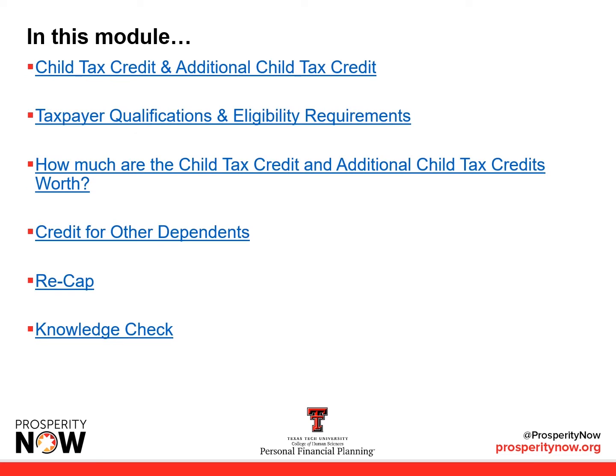This module is broken down into the child tax credit and the additional child tax credit, taxpayer qualification, and eligibility requirements. You'll determine how much the child tax credit and additional tax credits are worth. You'll learn a little bit about the credit for other dependents. We'll do a recap, and then we'll end with a knowledge check.